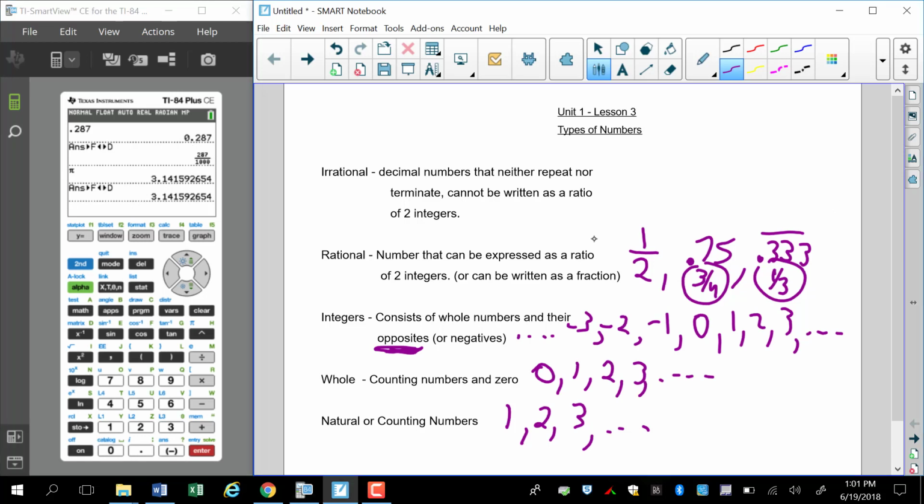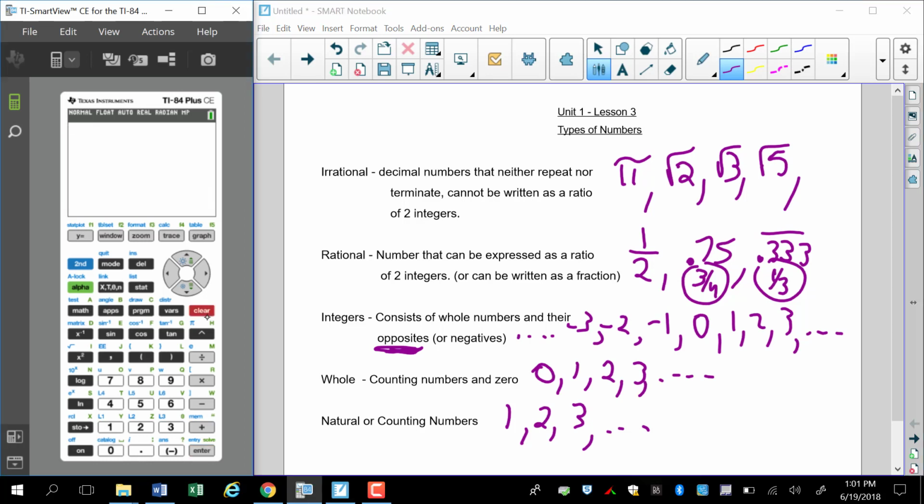Now, irrational numbers are numbers that cannot be written as a ratio of two numbers, cannot be written as a fraction. The most common one that we are going to use is pi. Another ones that we will use is a lot of square roots, square root of 2, square root of 3, square root of 5. Most square roots that are not perfect squares are going to give you irrational numbers.